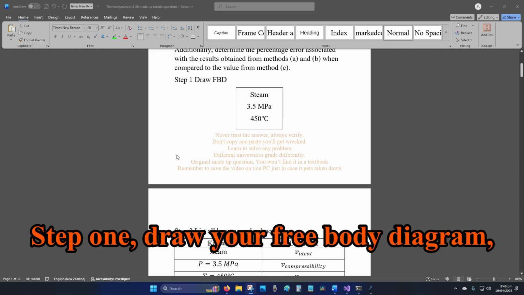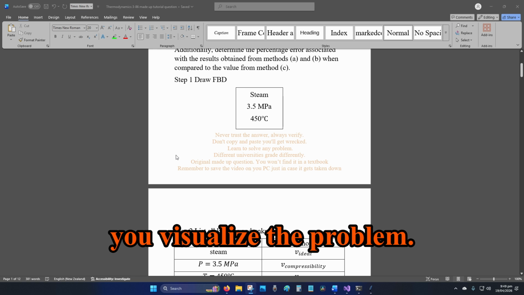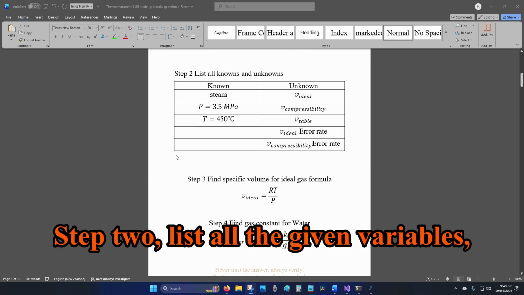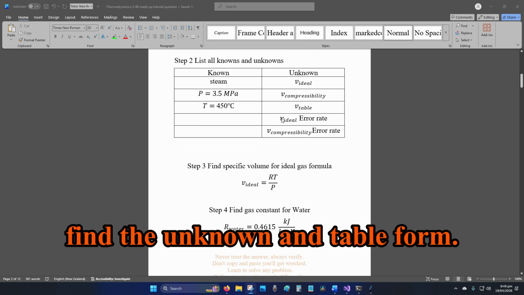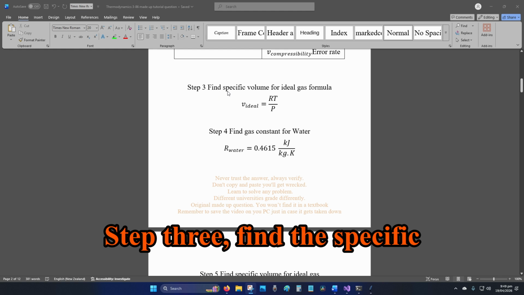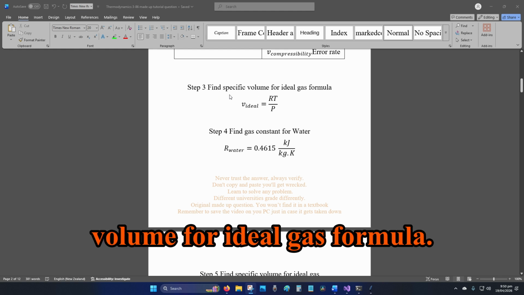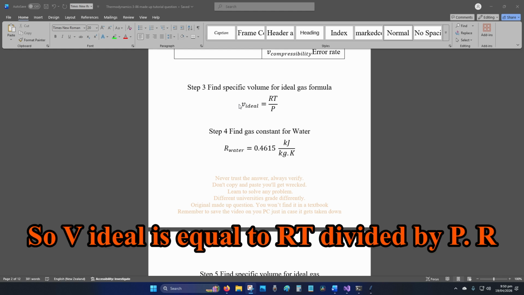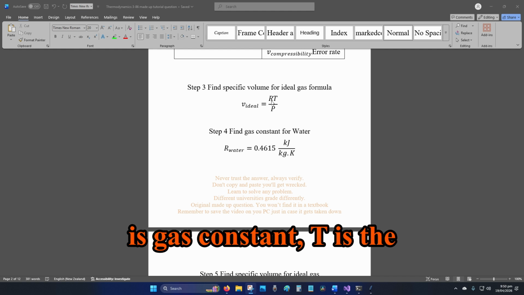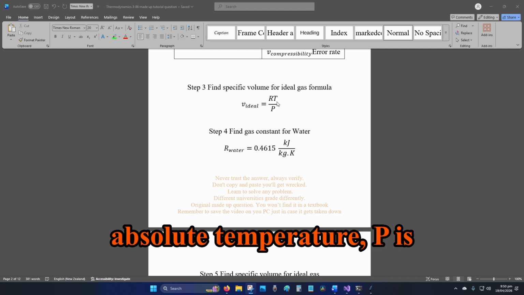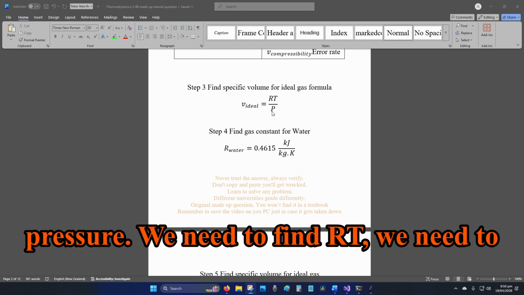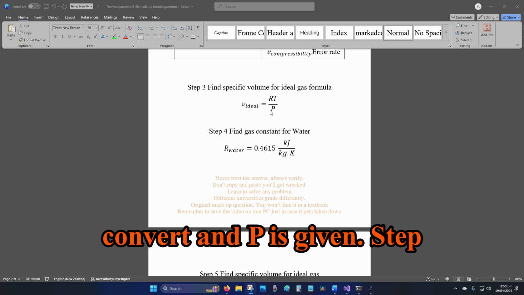Step 1, draw your free body diagram, your FBD. This will help you visualize the problem. Step 2, list all the given variables and find the unknown in table form. Step 3, find the specific volume for the ideal gas formula. So v ideal is equal to RT divided by P. R is the gas constant, T is the absolute temperature, P is pressure. We need to find R, T we need to convert, and P is given.